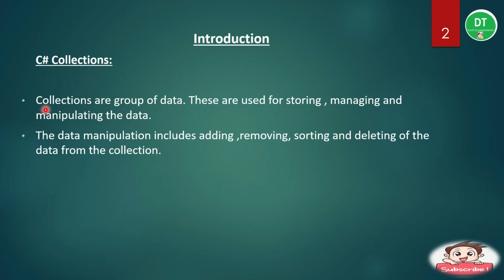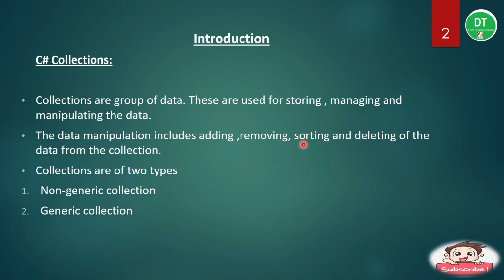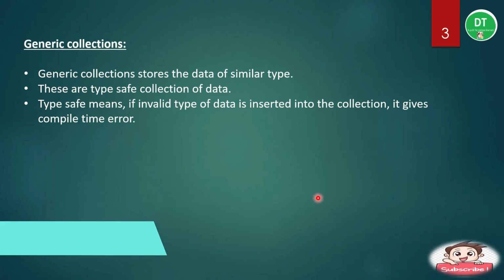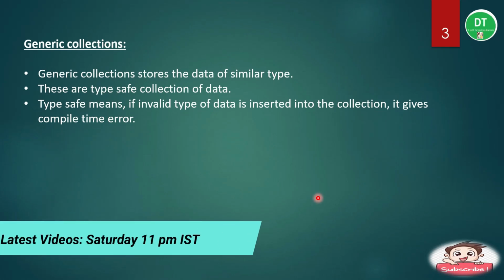C# collections. Collections are a group of data. These are used for storing, managing and manipulating the data. The data manipulation includes adding, removing, sorting and deleting of the data from the collection. Collections are of two types, non-generic collections and generic collections. The non-generic collection I have already explained in my previous video and today we will discuss generic collections.